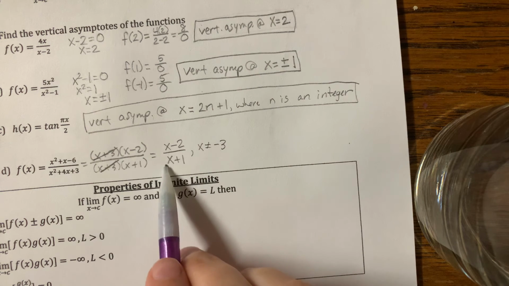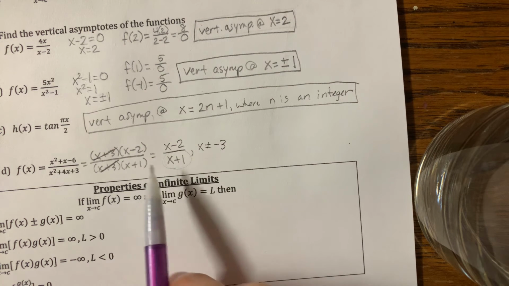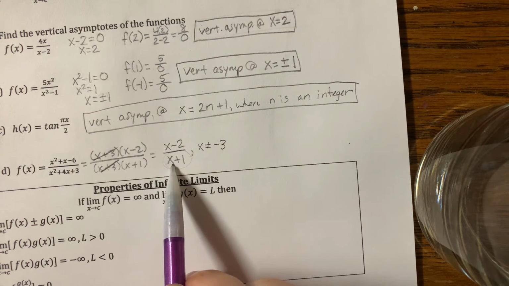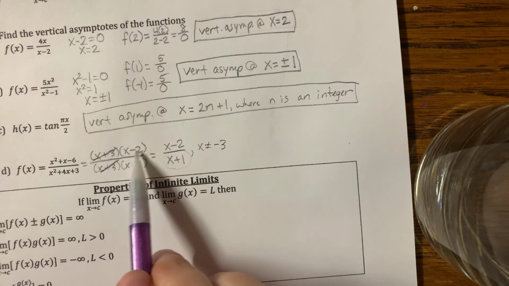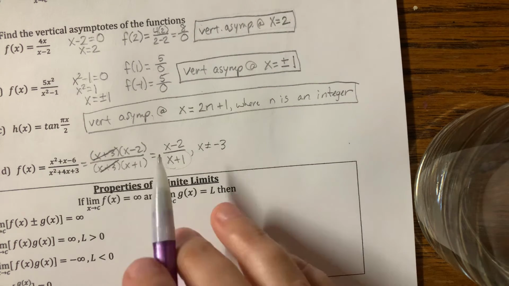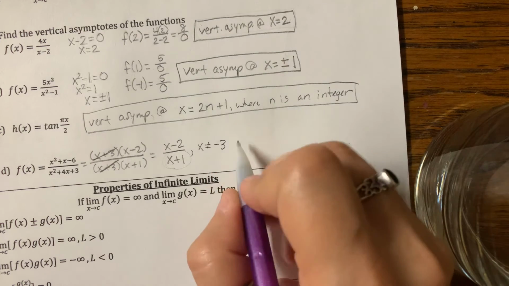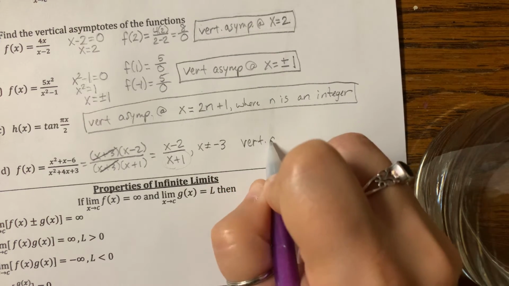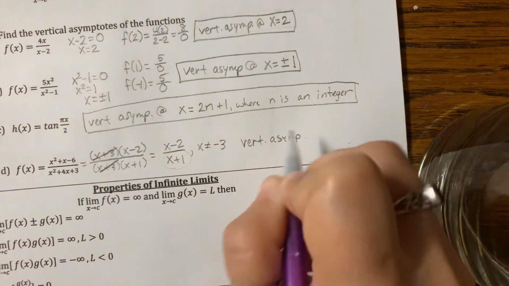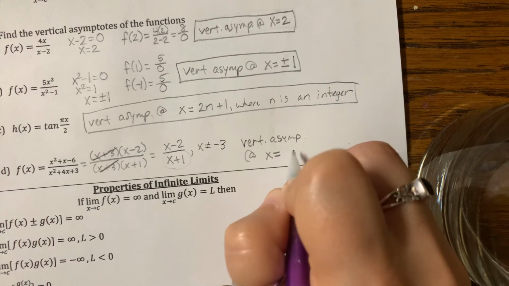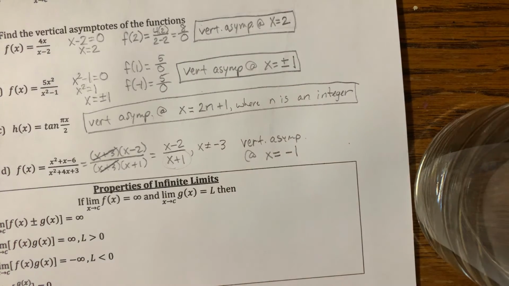I only care about this situation, because if I plugged in negative 1, then the numerator would not be 0. So I would get a numerical value over 0, which is an asymptote. So this one has a vertical asymptote at x equals negative 1 only.